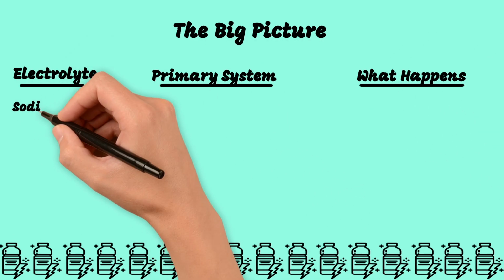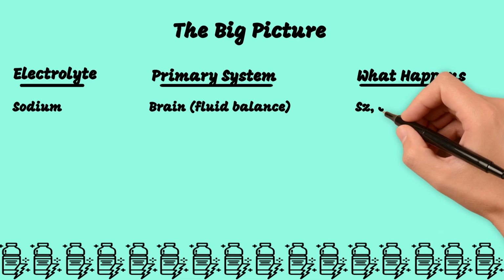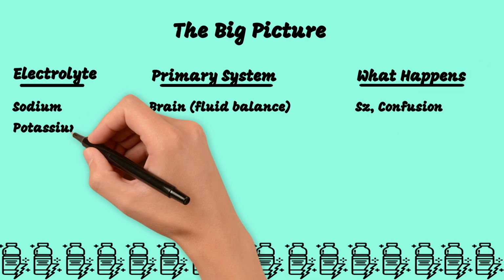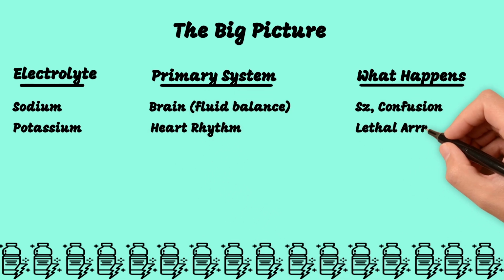For example, sodium. Its primary system is the brain and fluid balance. And what happens when it's outside parameters? You can have things like seizures or confusion. Potassium. Its primary focus system is heart rhythms. When we have outside normal limits, lethal arrhythmias.